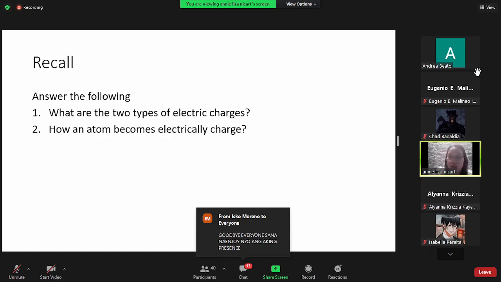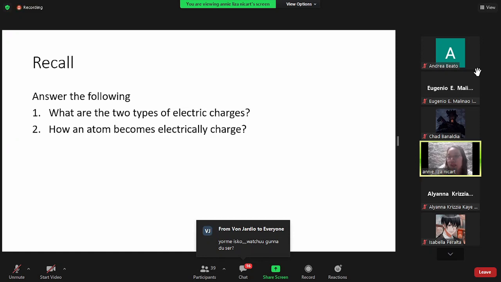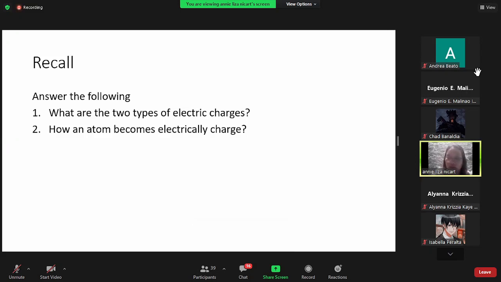Kasi yung electrons, they can be easily removed from the atom, from the material. It can be done through rubbing. So kapag nag-rub ka, if you rub a material to another material, nagtra-transfer ka ng electrons. Ang tawag dyan ay, anong tawag doon? Yung rubbing, so that is conduction.